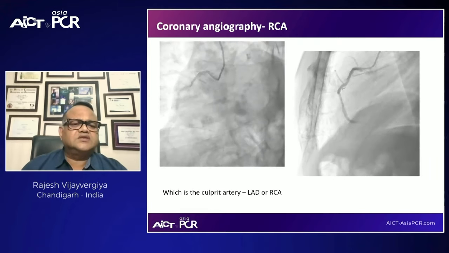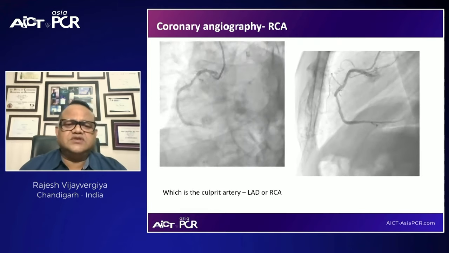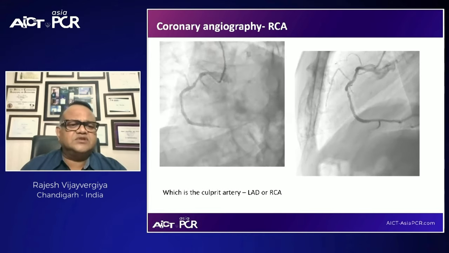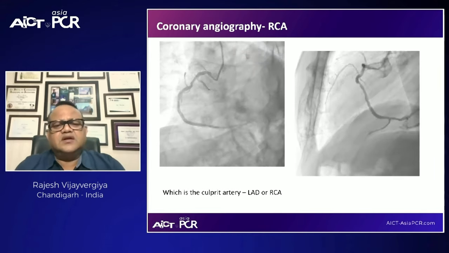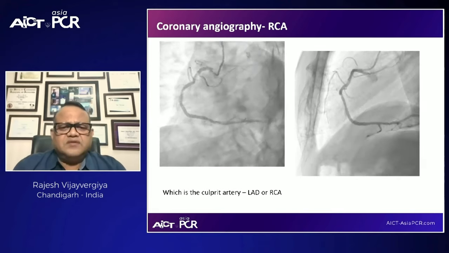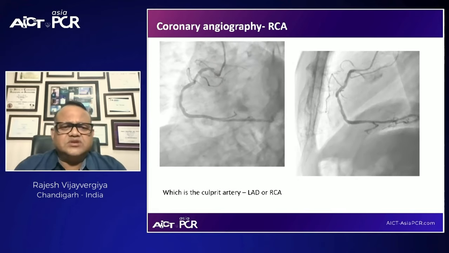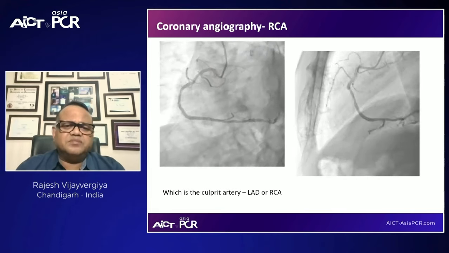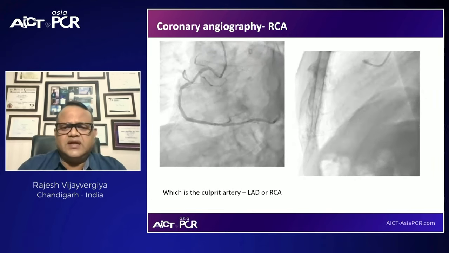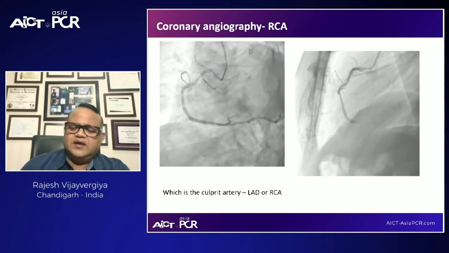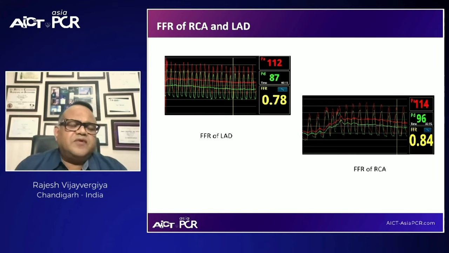And this is the RCA. If you see the mid part of the RCA, it seems to have a significant 70% stenosis. On the basis of the angiography, it was decided that possibly the RCA is the culprit vessel leading to angina and not the LAD. However, the FFR was done across both vessels, the LAD and the RCA. It was found that the FFR is 0.78 across the LAD, while it's 0.84 across the RCA.